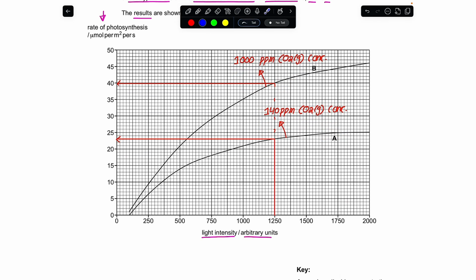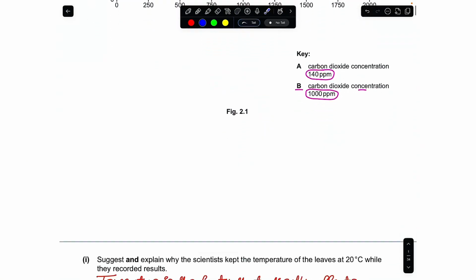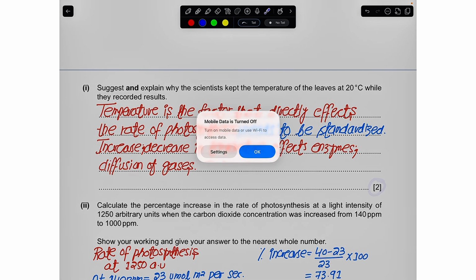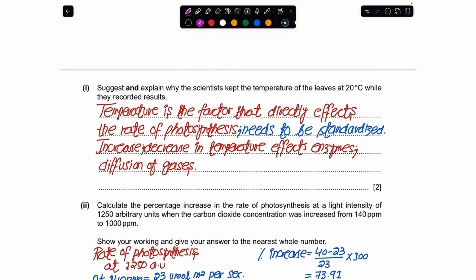Before I give you an idea of how you're required to describe or explain the graph presented in figure 2.1, let us just go to the question to see what the examiner has to ask. So for the first part, for 2 marks, he is asking us to suggest and explain why the scientists kept the temperature of the leaves at 20 degrees centigrade while they recorded the results.